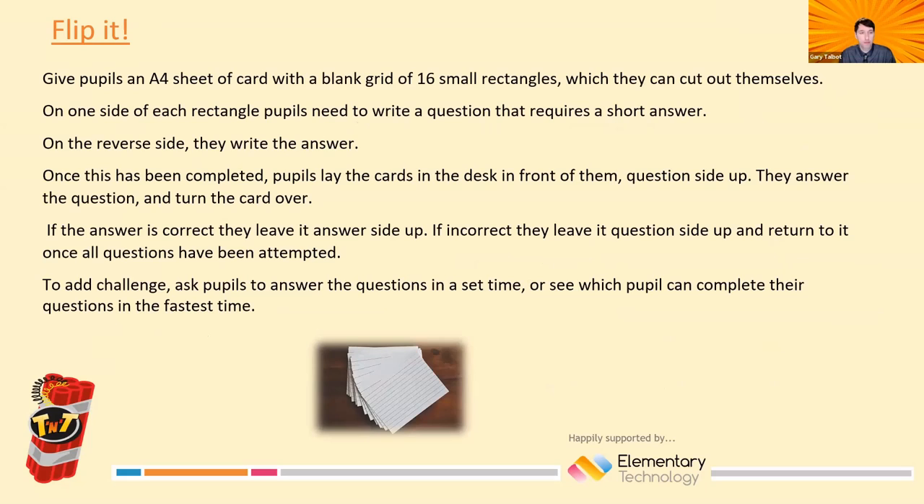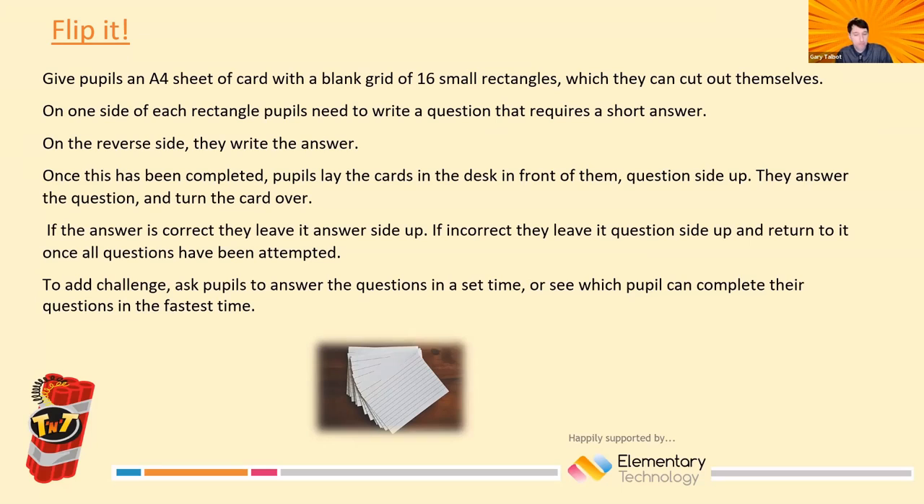So you give pupils an A4 sheet of card, and you have a blank grid with rectangles on it, 16 rectangles, which they could cut out themselves, or you could probably pre-cut them if you wanted to do it a lot quicker. On one side, they write a question, which is a short answer, and on the other side, you would write the answer. Once they've done it, they'll just lay out the cards on the desk and answer the questions as quick as they can and turn it over.